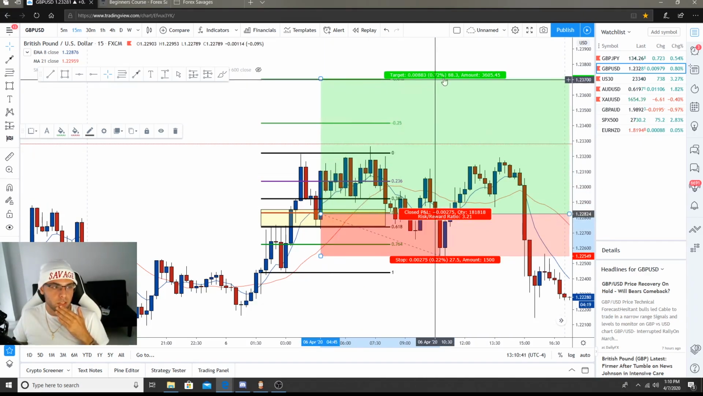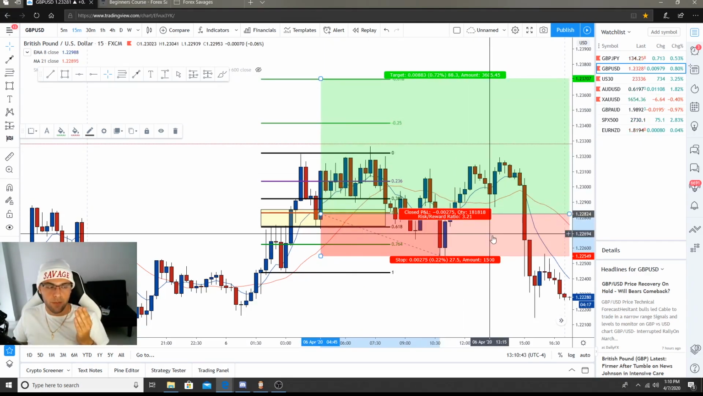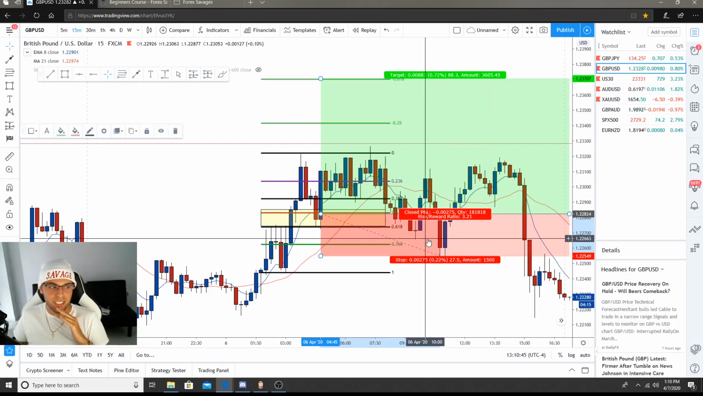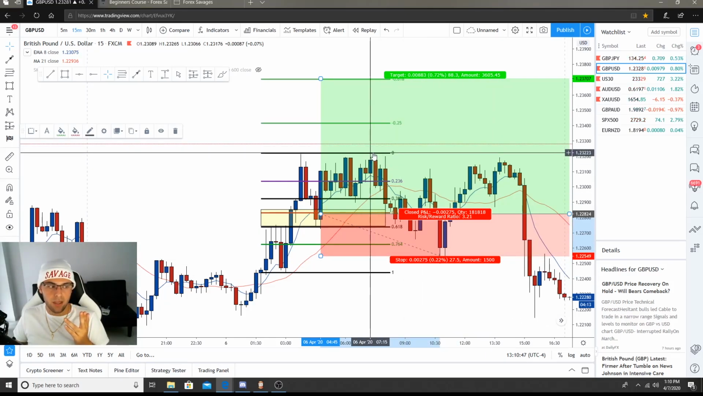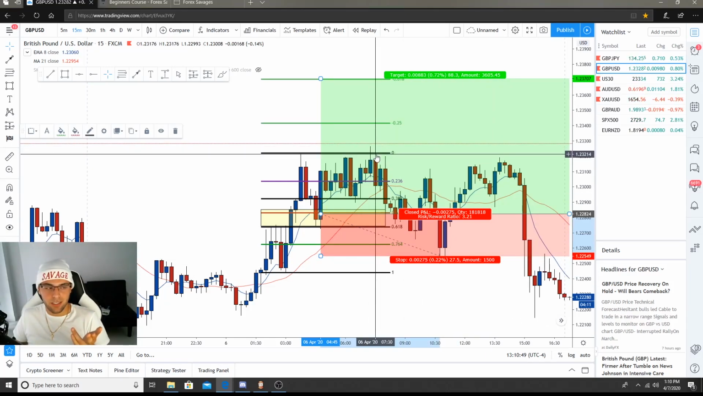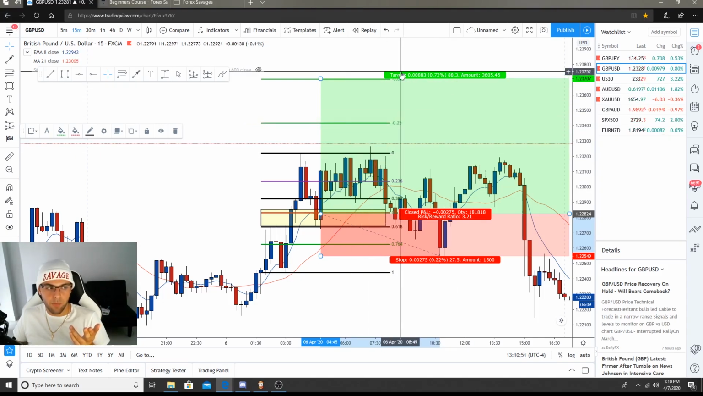We never want to lose. If we were to try to risk to here, we would have made possibly 3 times the risk. But as you guys can see, look at that. Boom. It was never hit. Take profit 3 was never hit. Take profit 4 was never hit.